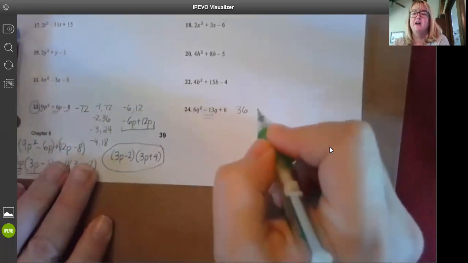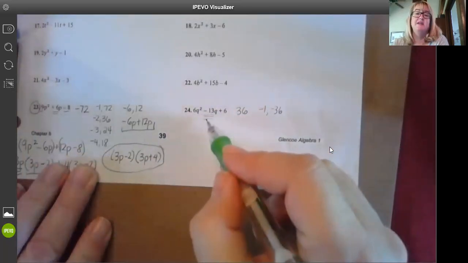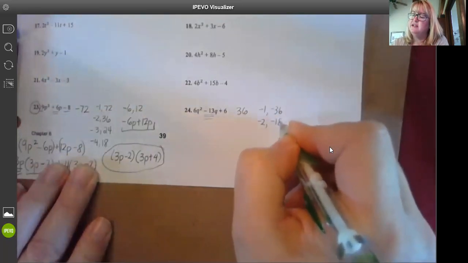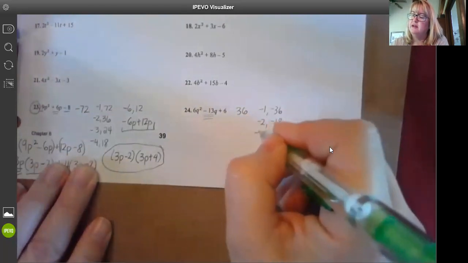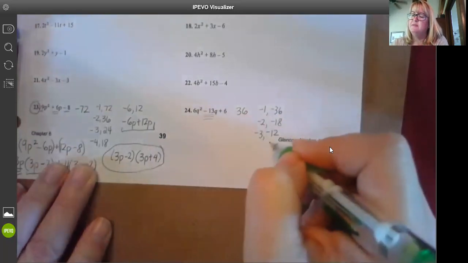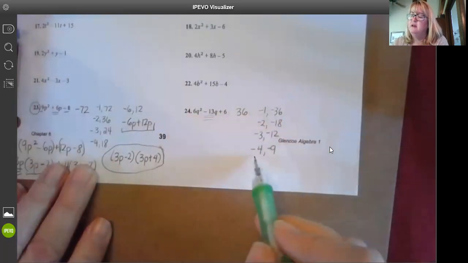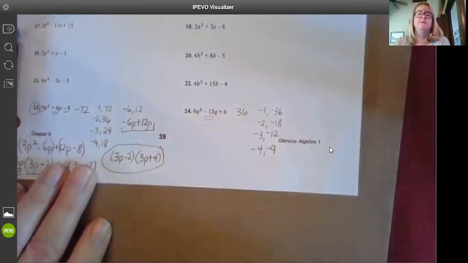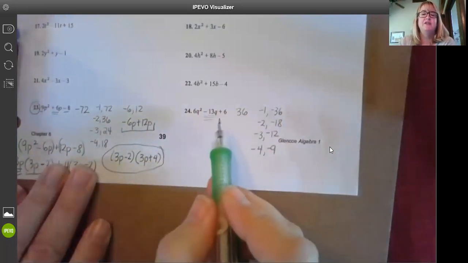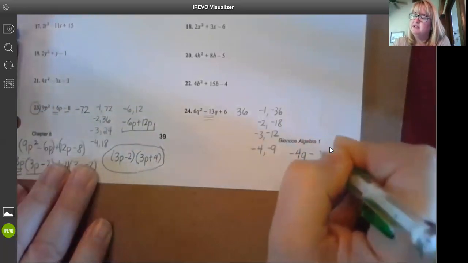All right, so I've got -1 and -36. And if I combine them, that does not give me -13. -2 and -18. Nope. -3 and -12. We're getting closer, but if I combine them, that's -15. Nope. -4 and -9. When I combine them, there it is. -4 plus -9 is -13. So instead of -13q, I'm going to do -4q minus 9q.